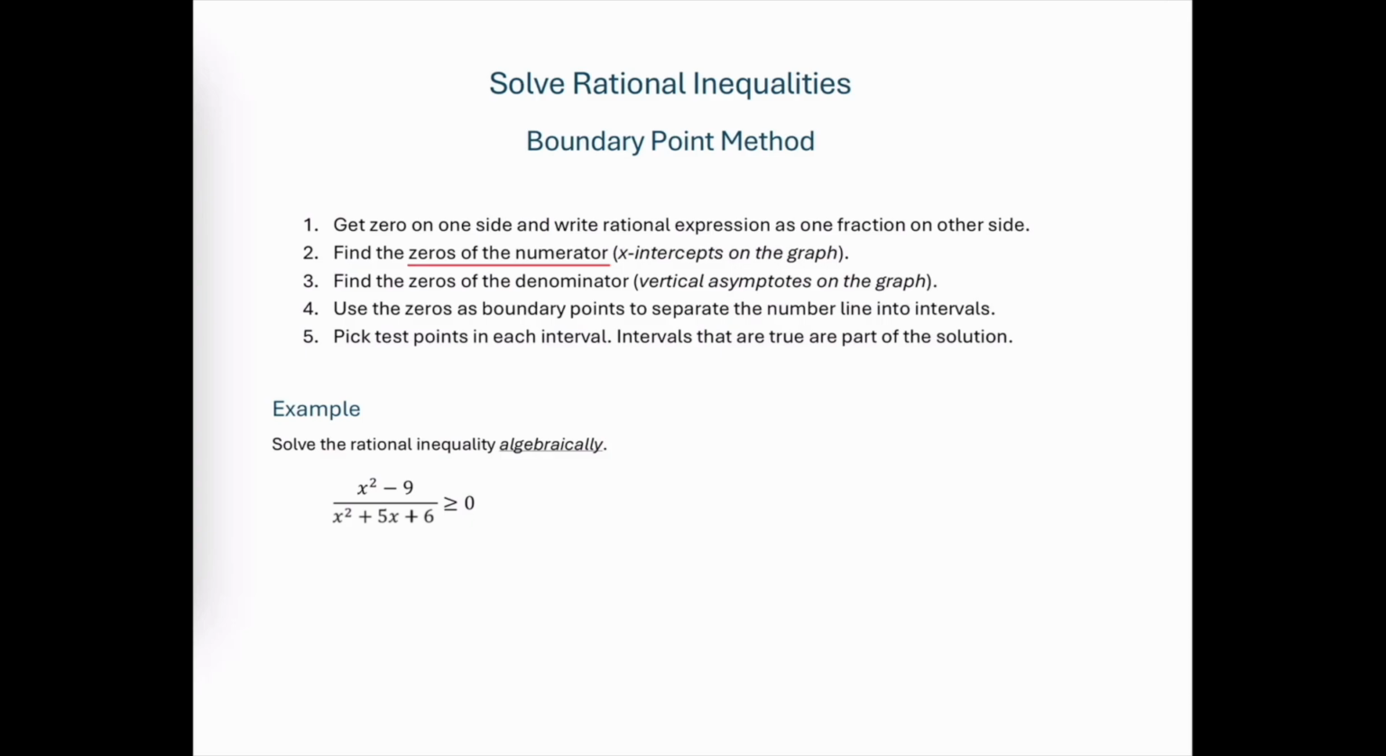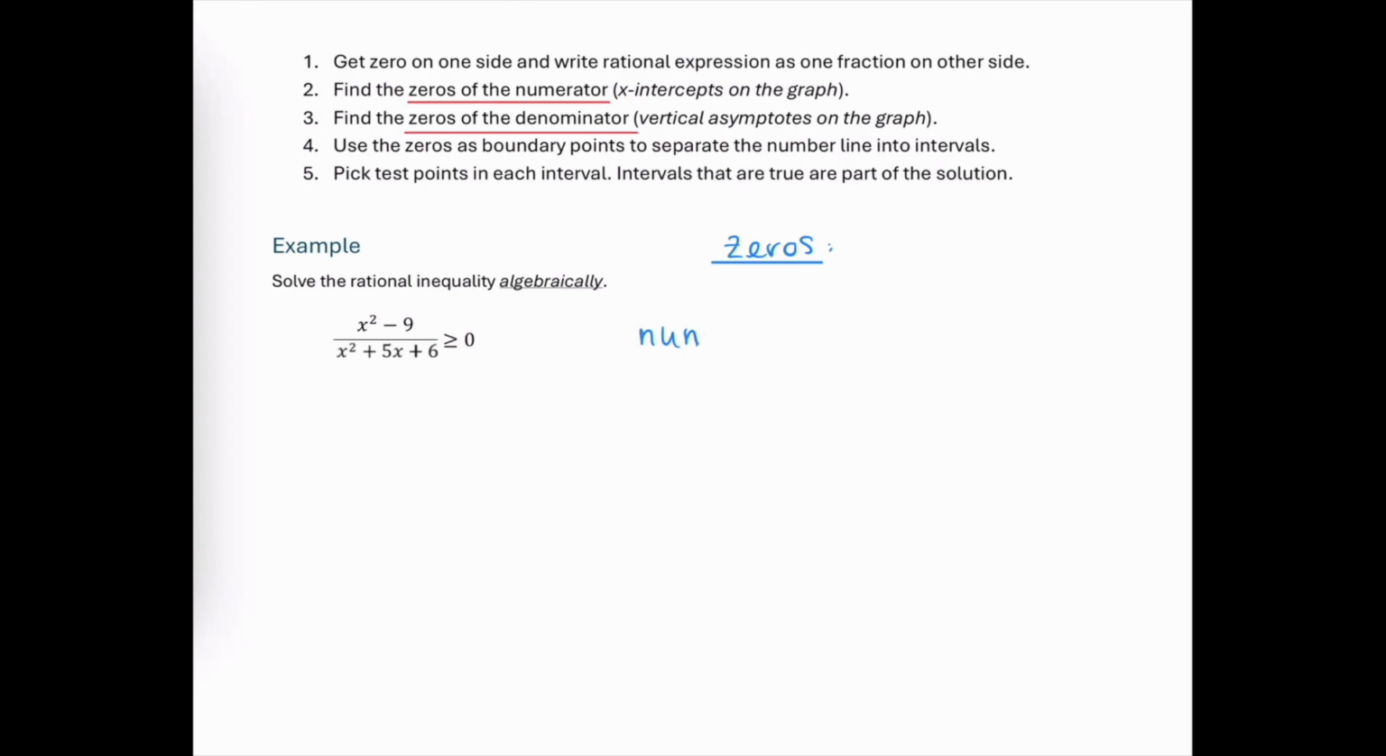Then, in order to find the boundary points, we're going to look for the zeros of the numerator and the zeros of the denominator. In order to find the zeros of the numerator, we'll need to figure out the x values that cause the numerator to be equal to 0. The numerator is x squared minus 9, which is a quadratic that can be factored into x plus 3 times x minus 3. So we set each of these factors equal to 0 and solve for x to get the zeros of the numerator being x is equal to negative 3 and x is equal to positive 3.